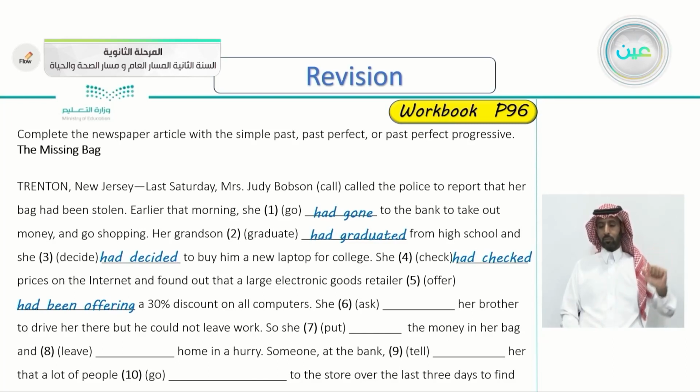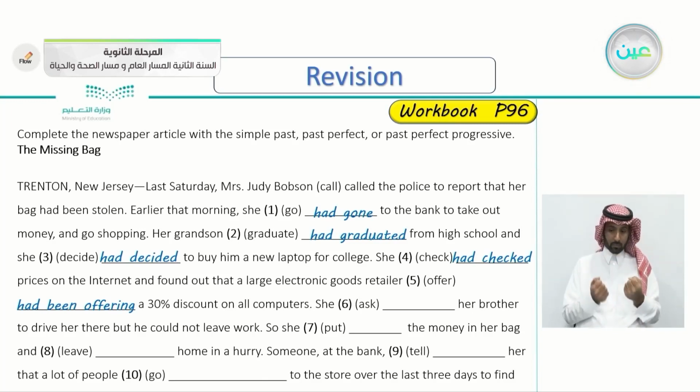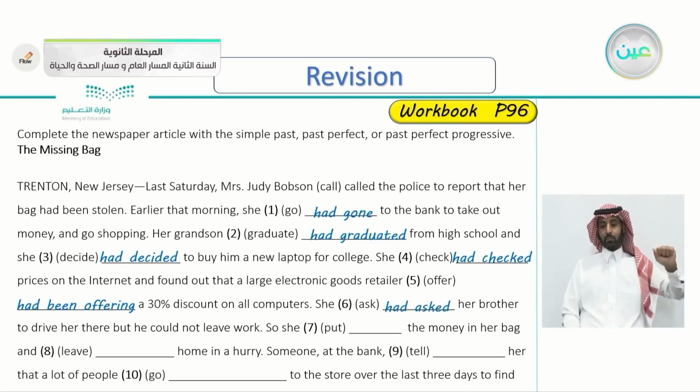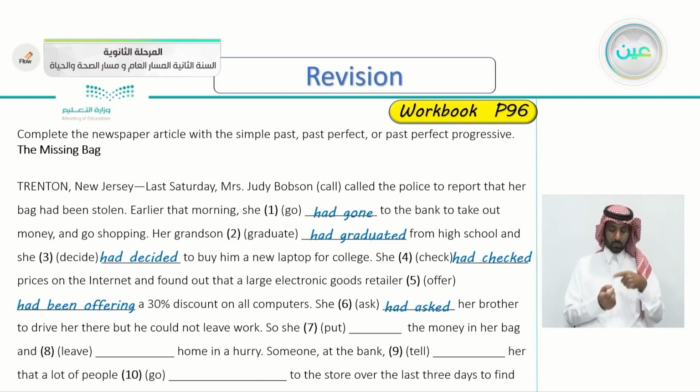She asked her brother to drive her there, but he couldn't leave work. The verb ask here, in what form should we put it? Very good. She had asked her brother to drive her there, but he couldn't leave work. So she put the money in her bag and left home in a hurry. Yes, that's correct. She had put the money in her bag and, excellent, had left home in a hurry.